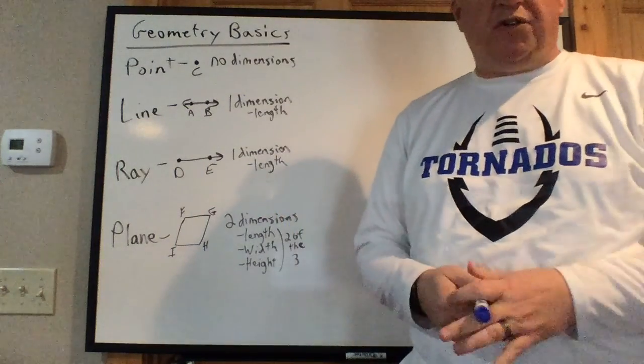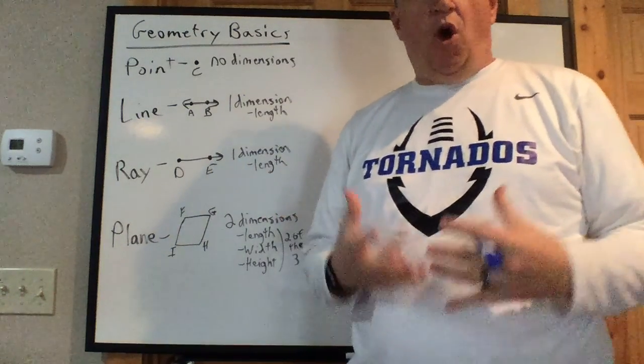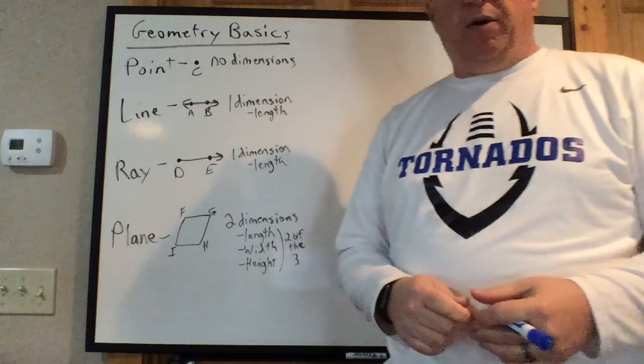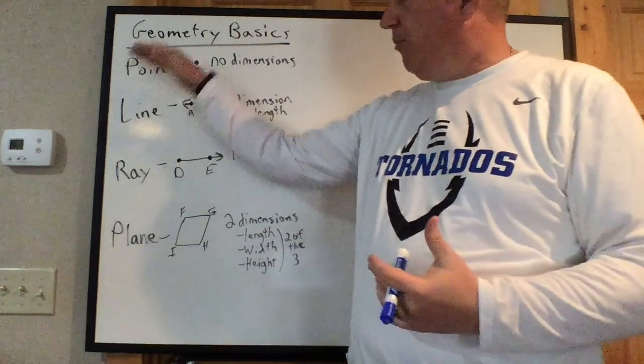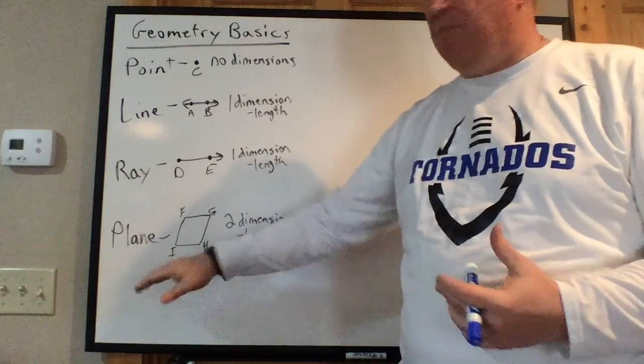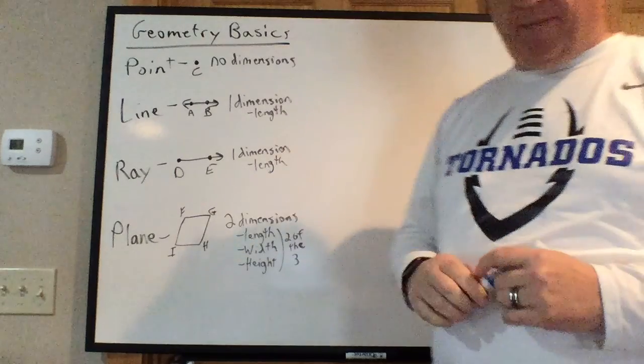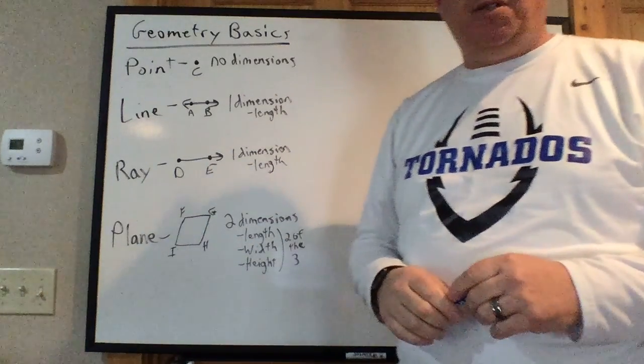Okay, in this video, we're going to talk about some geometry basics. The basic things that we talk about in geometry are points, lines, rays, and planes. Okay, and we'll talk a little bit about line segments when we're talking about lines as well. We'll add those in in just a few minutes.